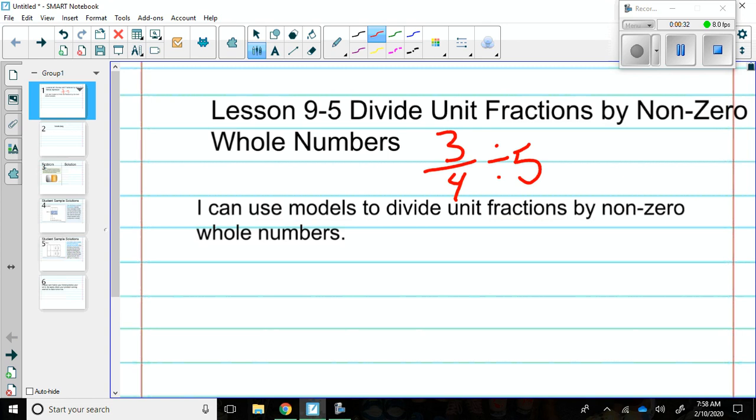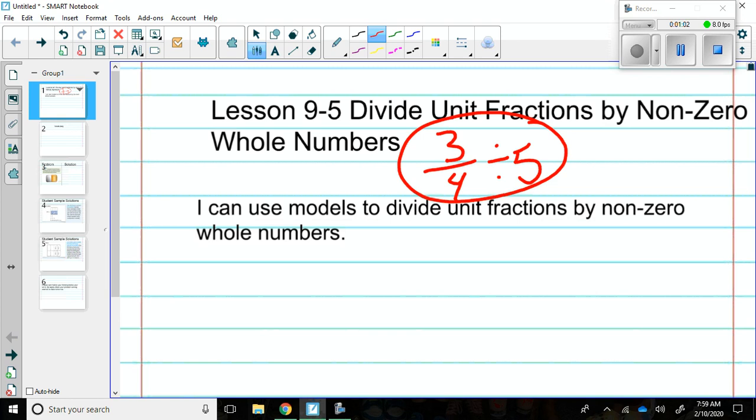So when we talk about what we're going to be doing today, you're going to be dividing a unit fraction divided by 5, a non-zero whole number. So this is what it would look like, dividing a fraction by a whole. I can use models to divide unit fractions by non-zero whole numbers. Models just means you could draw a picture if you would like, or you could use this simple standard algorithm, which is what I drew, 3/4 divided by 5.